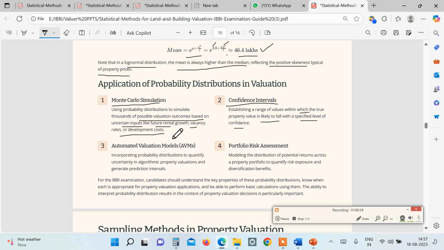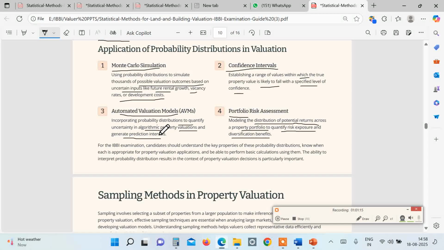Next, when you are using automated valuation models, you are incorporating probability distribution to quantify the uncertainty in algorithmic property valuations and generate prediction intervals. And while you have to carry out portfolio risk assessment, you need modeling the distribution of potential returns across a property portfolio to quantify the risk exposure and the diversification benefits.